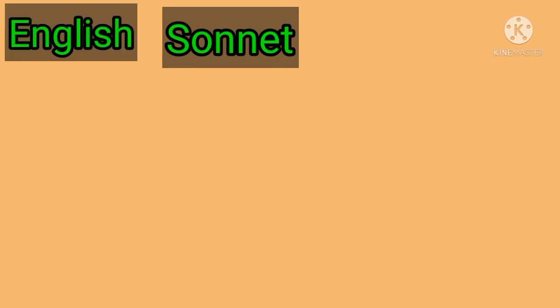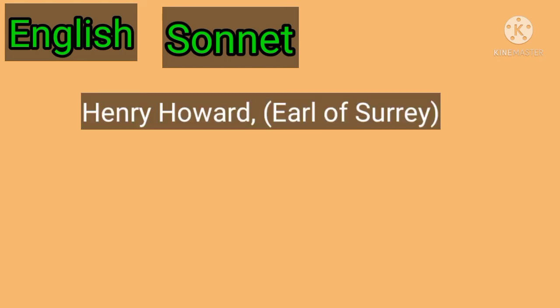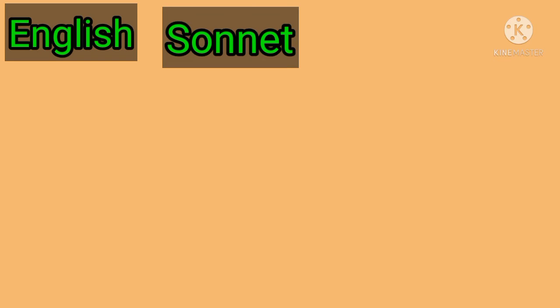English sonnet. The sonnet was brought to England from Italy by Sir Thomas Wyatt. However, Henry Howard, the Earl of Surrey, established a new structure in England. This structure established by the Earl of Surrey is known as English sonnet.